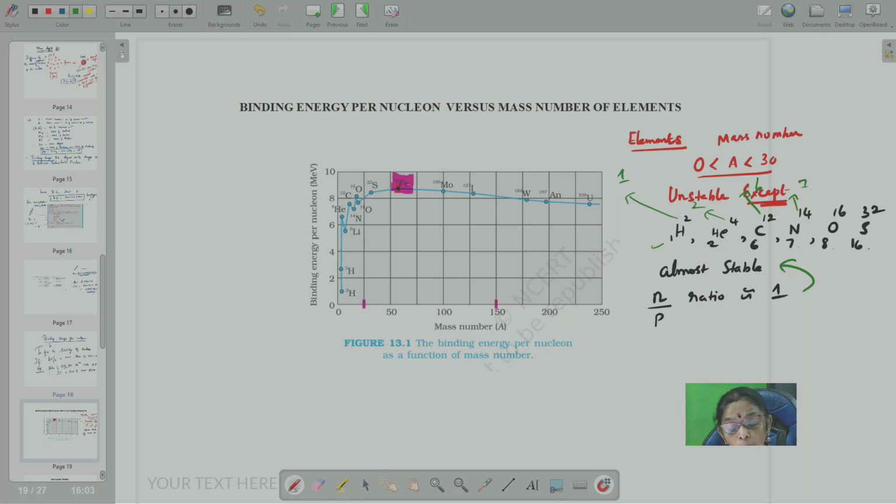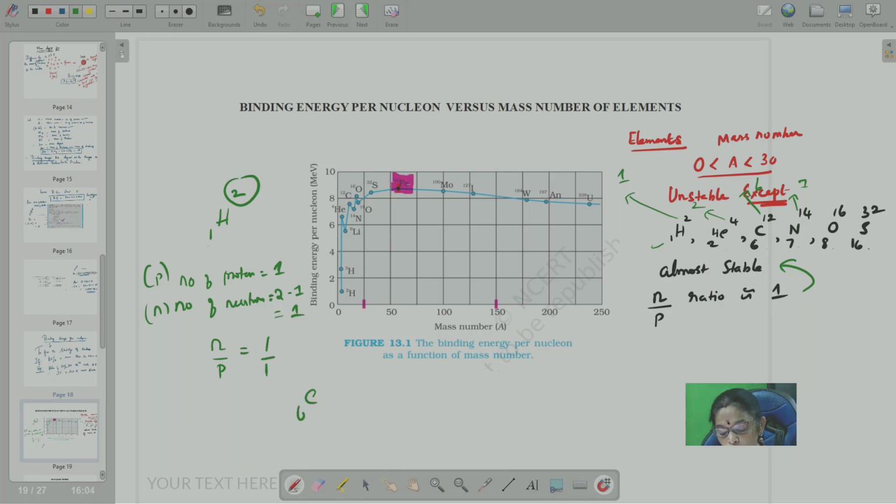You find out the number of neutrons. How do we find out the number of neutrons? For example, I am taking H-2. How much is the number of protons? The number of protons is equal to 1. How much is the number of neutrons? How do you find out the number of neutrons? Mass number minus atomic number. So 2 minus 1, I am getting 1. So what is the N by P ratio, the neutron to proton ratio? Tell me now, what is the ratio? 1 is to 1.